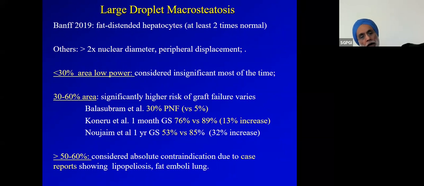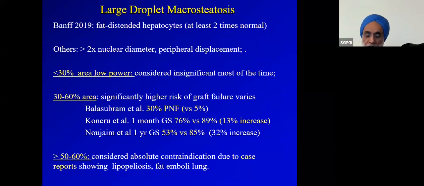If the low power shows the macrovesicular large droplet fat to be less than 30%, most people consider it insignificant. If it's 30 to 60%, there's a significantly higher risk of graft failure. For example, in one study, there was a 30% incidence of primary non-function versus 5% in controls. In a second study, 1 month graft survival was 76% versus 89%. And in the third study, 1 year graft survival had fallen to 53% from 85%. So for that reason, most people are very cautious when the liver is between 30 to 60%.